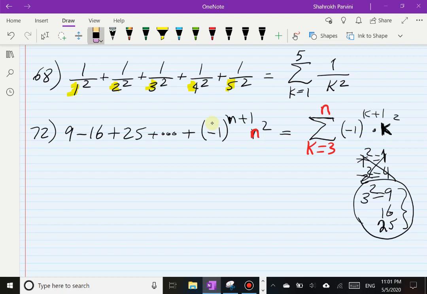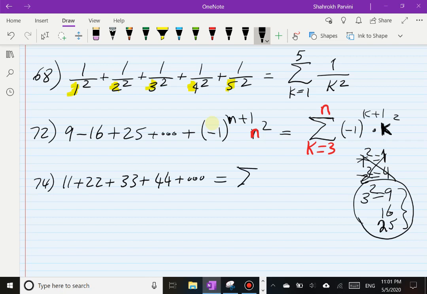Now let's take a look at another one. This was number 72. Let's take a look at number 74. In number 74, the expression is 11 plus 22, 33, 44. You get the idea how this goes, right? The next one will be like 55, 66, 77, 88, blah, blah.